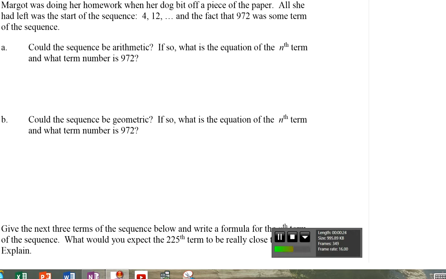So first of all, could the sequence be arithmetic? Could it be an arithmetic sequence? Well, I can't say no. If I only have those two terms, certainly it could be. In fact, what would be my generator if I only had those two terms and it was arithmetic? Add 8. Thank you for saying add 8. Why? Because you could multiply by it, and that's a different sequence. Add 8 is great. Yes, this could be arithmetic, and my generator would be adding 8.